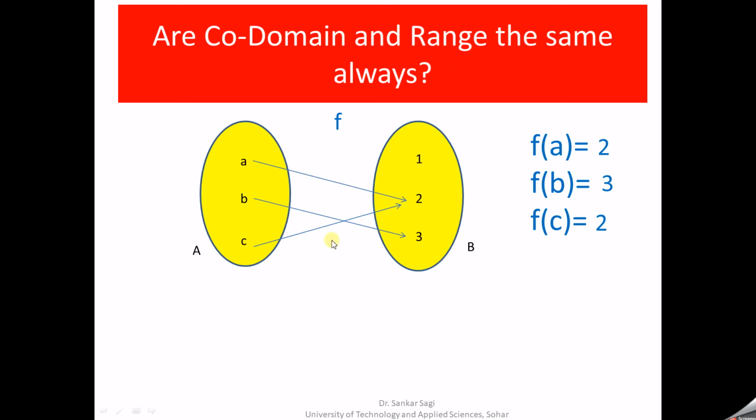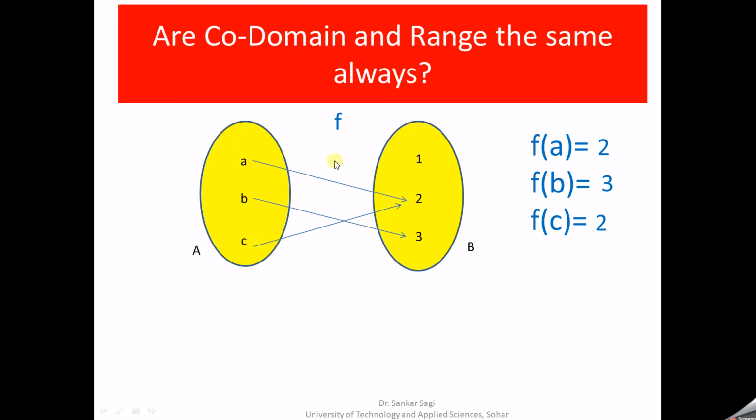So let us see this example f, where the elements of the first set are mapped to the elements of the second set, with A having the image 2, that is f of A is 2, and B is mapped to the element 3, that is f of B equal to 3, and C is mapped to the element 2, that is f of C equal to 2.